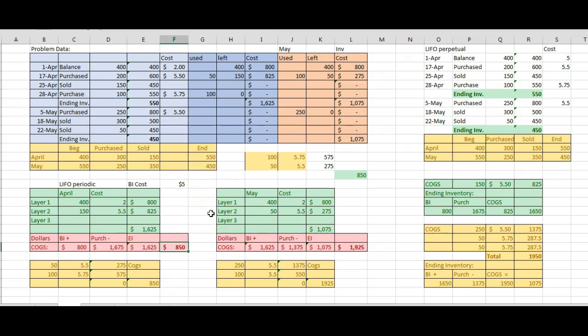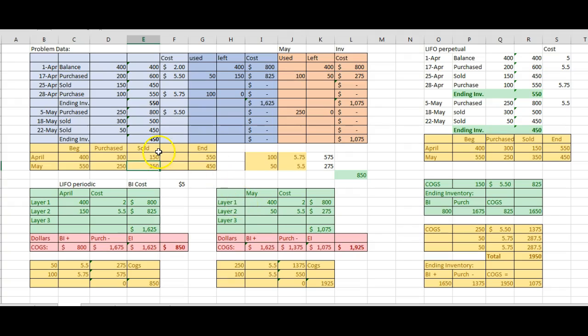Now let's look at May. Again, remember, you're coming from the bottom up. In May, we began with 550 in quantity, or $1625 was the cost of the inventory. We purchased 250 and we sold 350 right here.